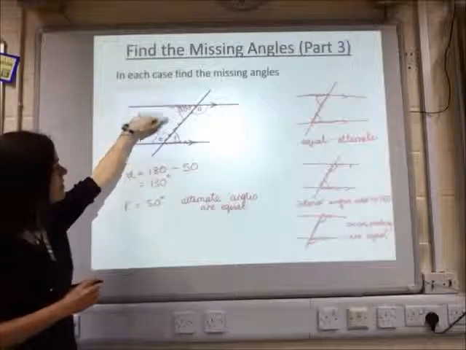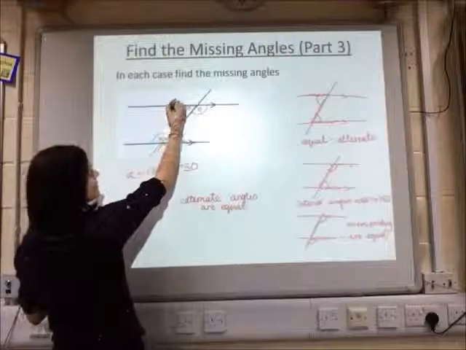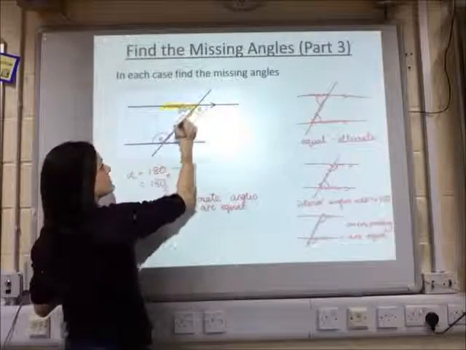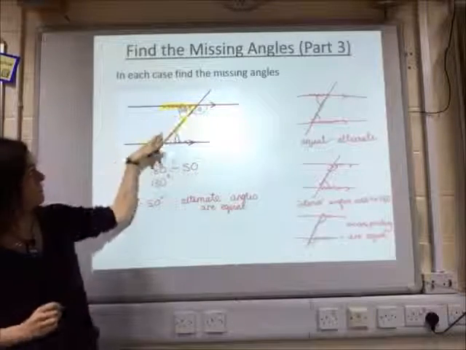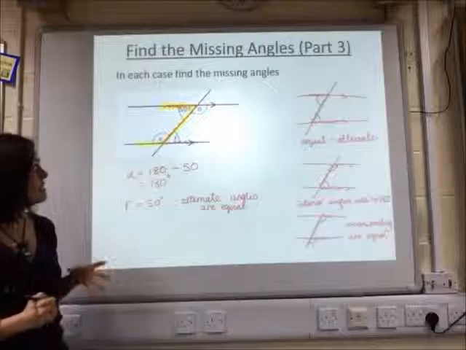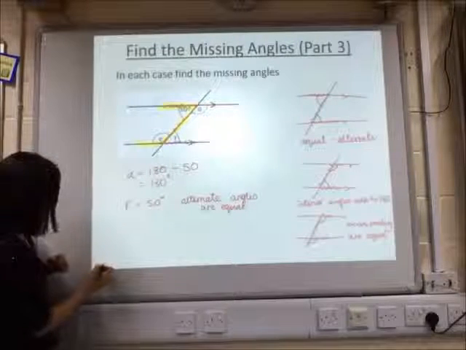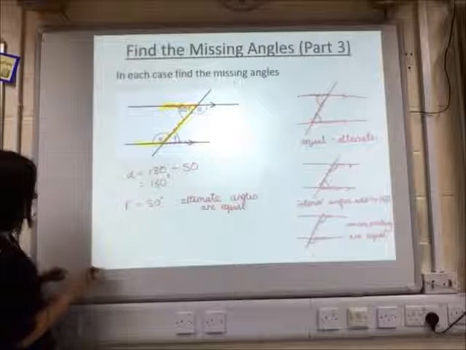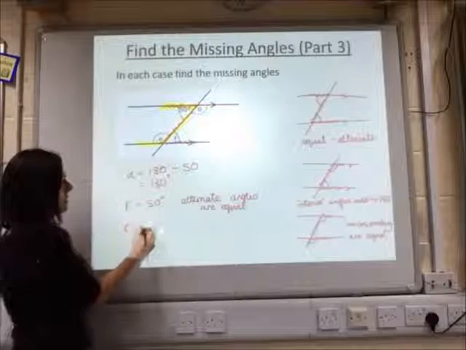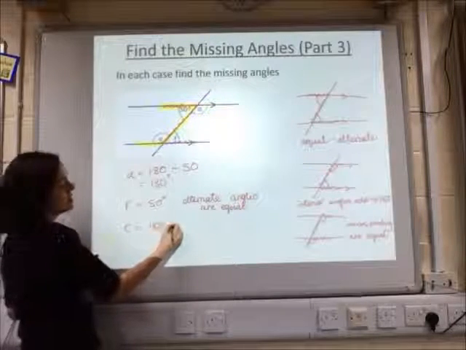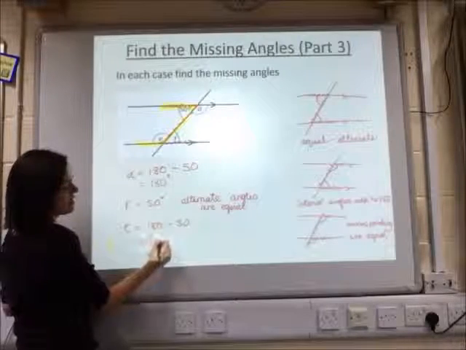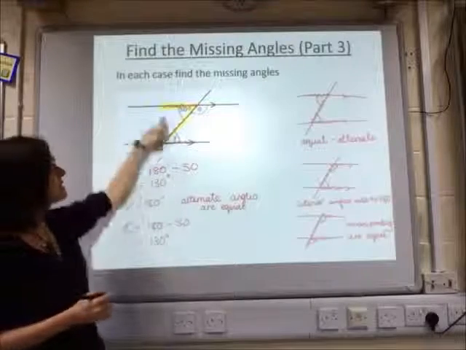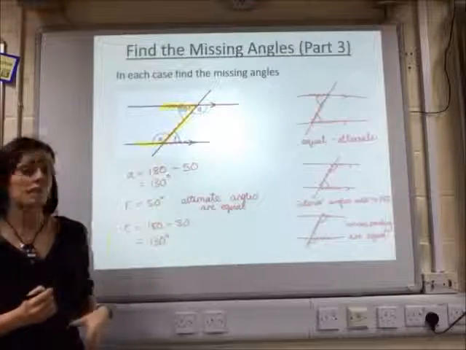I can also see that E and the 50 degrees there are interior angles because they make a C shape. If I do that in a different colour so we can see it, there's a C shape just there with the 50 and the E in it. And so I've got two different reasons why E is 130 degrees. And it doesn't matter which of those reasons you give, so long as one of them is correct. So we can say that E is 180, take away 50, and it's 130 degrees again. And you can either say because it makes a straight line with F and that makes 180 degrees, or because it's interior angle and that makes 180 degrees.